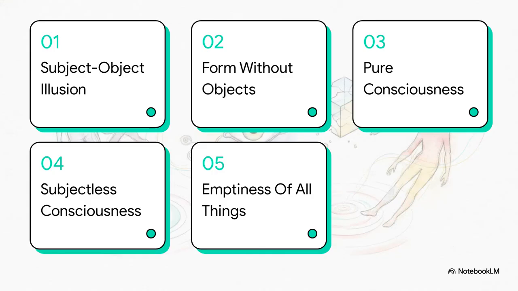Here is our roadmap for today. First, the subject-object illusion. Second, form without physical objects. Third, pure consciousness without objects. Fourth, consciousness without a subject. And finally, the emptiness of all things.